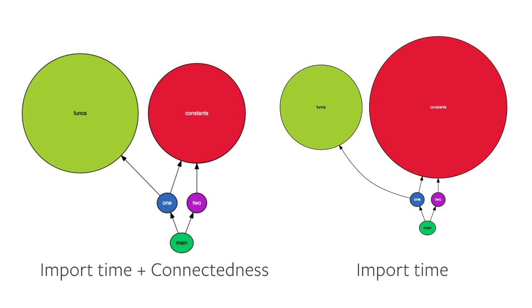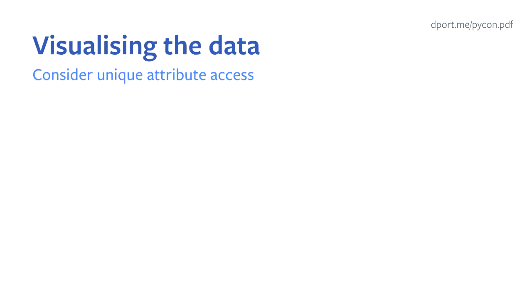Oh yes, and there are the 2 side by side. Cool. So there's another thing I want to consider, which is unique attribute access. Thinking back to the code, we only get 1 thing from constants, which is pi. But we get 3 different things from funcs. So funcs, despite being only 1 connection, is more heavily connected. It would require a lot more effort to take out these individual pieces that we're using.